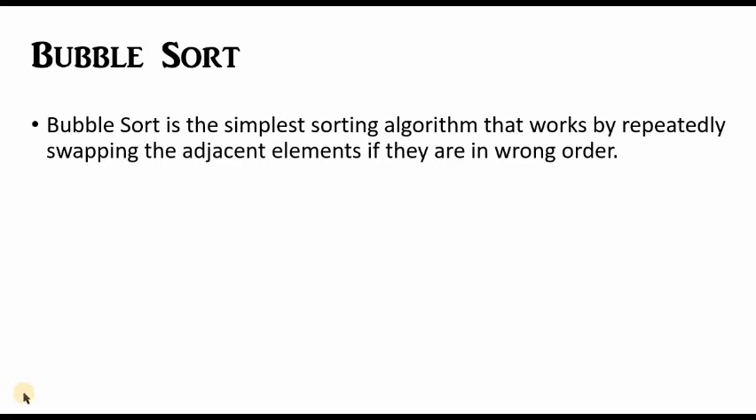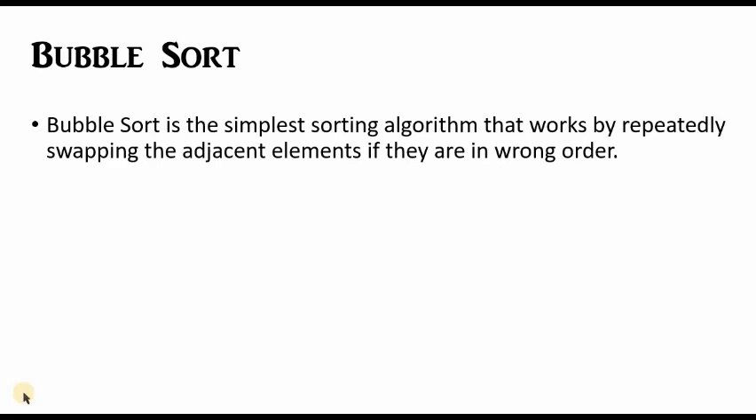Sorting is the process of arranging elements in a particular order. If it's a numeric array, it can be either in ascending order or descending order. If it is a character or a string array, it may be arranged alphabetically. Today we'll be learning about the bubble sort technique for arranging elements of an array.